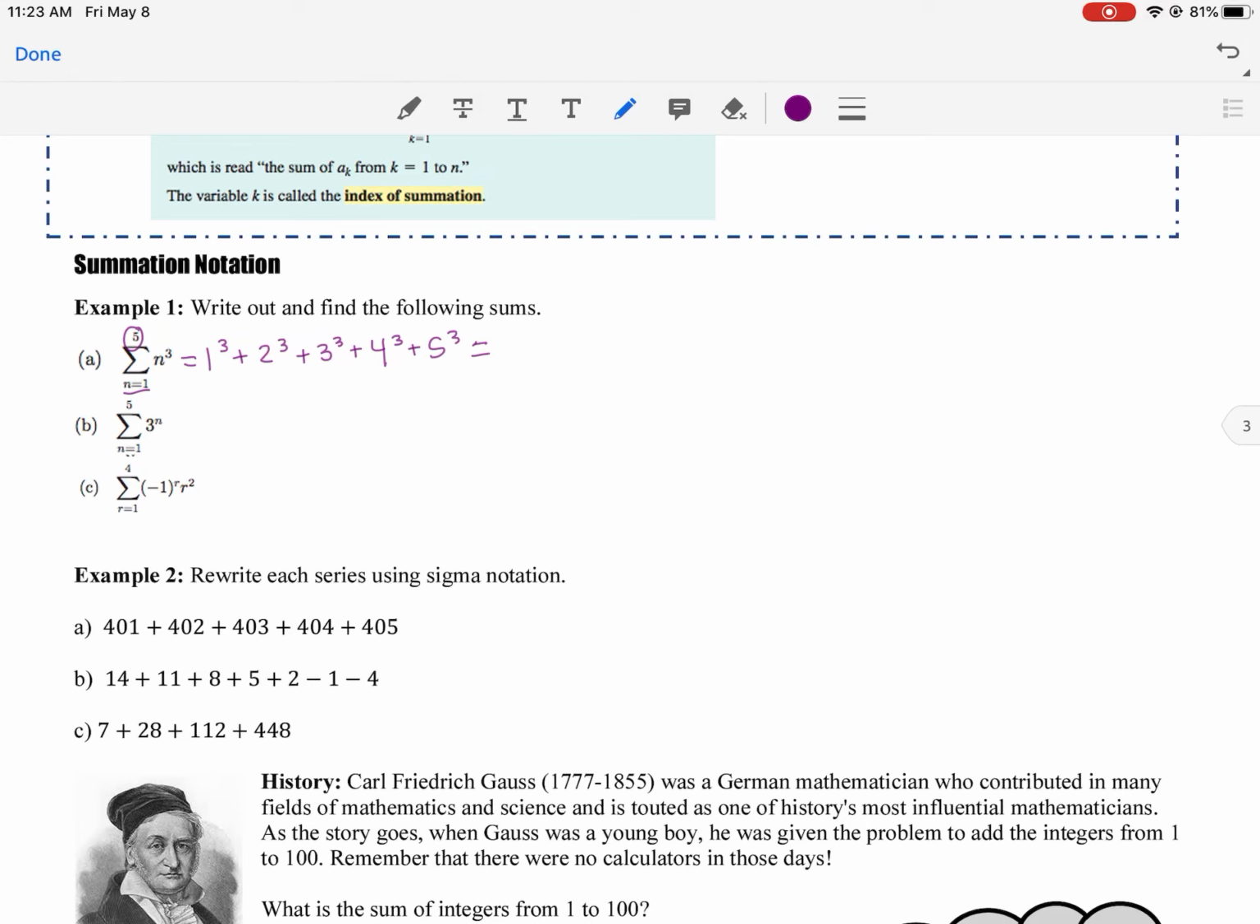I should have already done that, sorry. Plus 2 cubed plus 3 cubed plus 4 cubed plus 5 cubed gives you a total of 225. Okay, on this next one, similar idea, we're doing 3 to the first plus 3 to the second plus 3 to the third plus 3 to the fourth plus 3 to the fifth. And if we add all those together, we end up with 363.